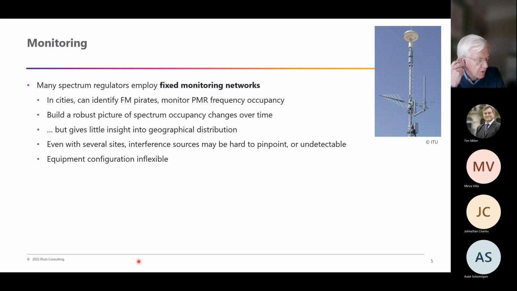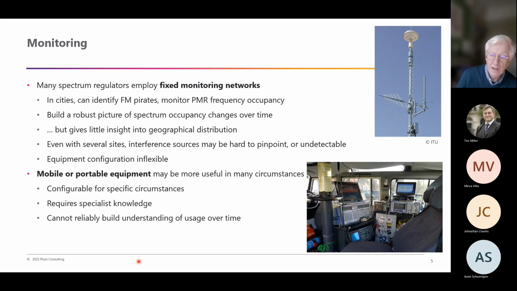And if you're using the same equipment to make the same measurements over a long period of time, which is in some ways very useful, it can mean that the equipment may not evolve to accommodate new services that are appearing in the bands, in terms of either the instantaneous channel bandwidth that you can measure, or the things that you can demodulate. And this is where it becomes very useful to be able to deploy mobile or portable equipment that you can configure as necessary.